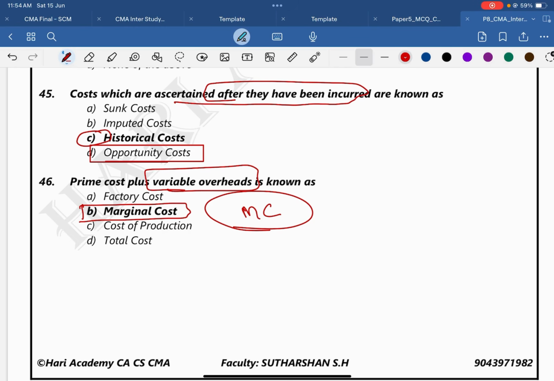What is the marginal cost? Very simple. At a level of output, I'm having 100 units. For the 101st unit, what is the cost I need to incur? That's the marginal cost. Simple meaning, I am not going deep into the meaning of marginal costing.